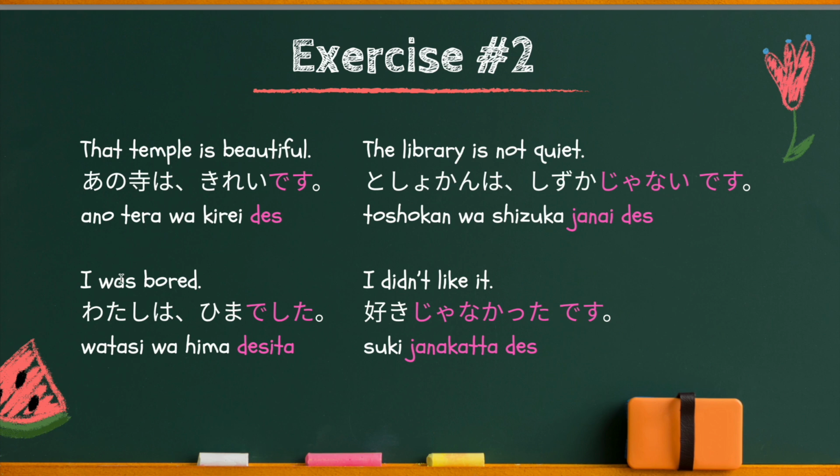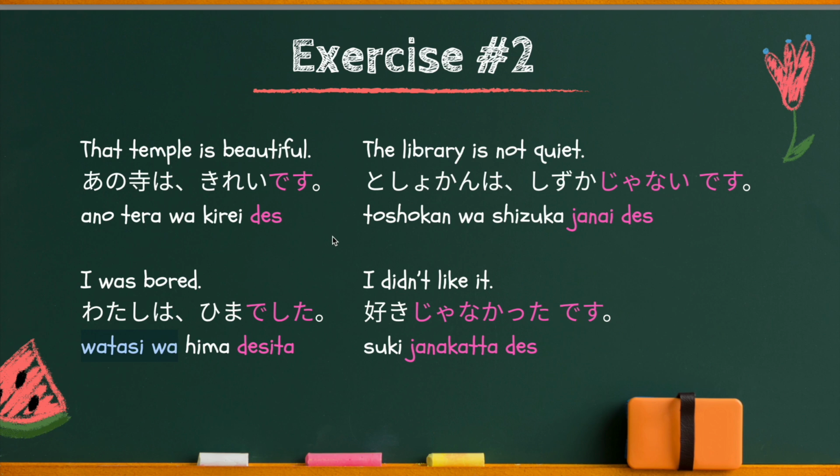Second one, I was bored. 私は暇でした。Because it's past affirmative, you need to add either だった or でした。でした is formal. だった is casual. Both are correct. And if the listener knows whom you are talking about, you can omit 私は and you can just say 暇でした or 暇だった。That works too.